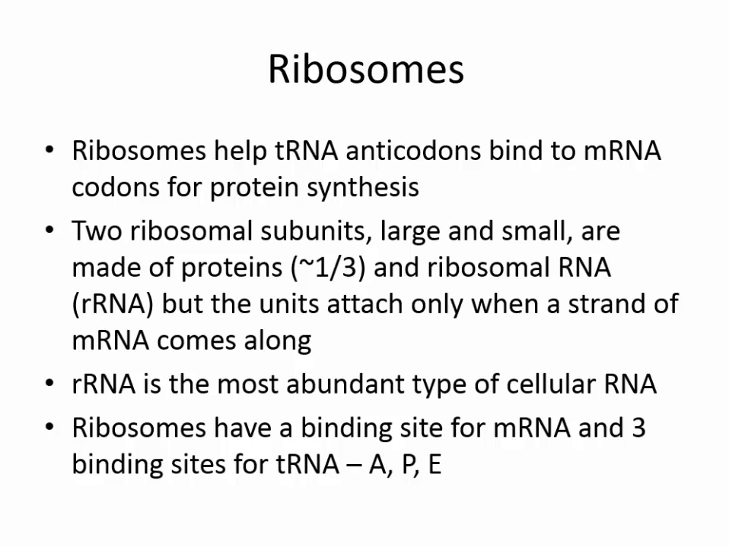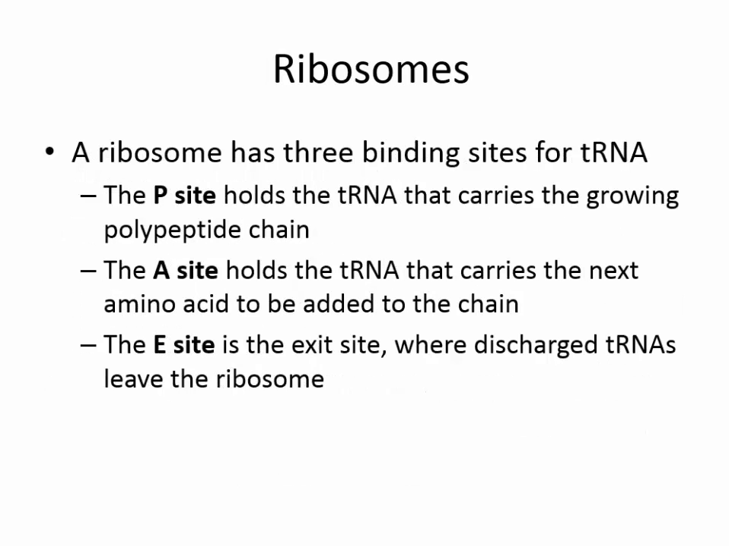Ribosomes have a binding site for messenger RNA and 3 binding sites for tRNA. The binding sites are called A, P, and E. The P site holds the transfer RNA that carries the growing polypeptide chain. The A site holds the transfer RNA that carries the next amino acid to be added to the chain. And the E site is the exit site where the discharged transfer RNAs leave the ribosome.